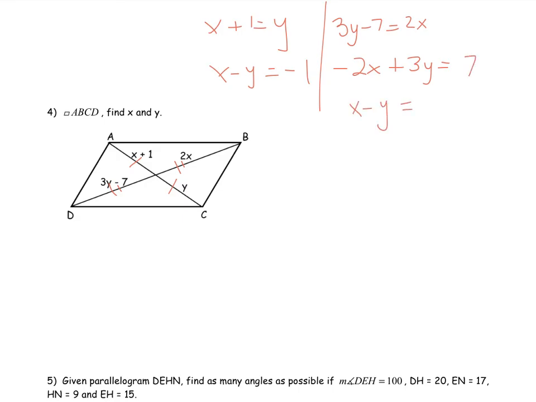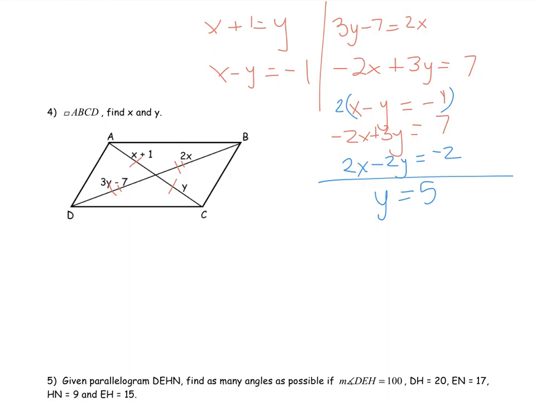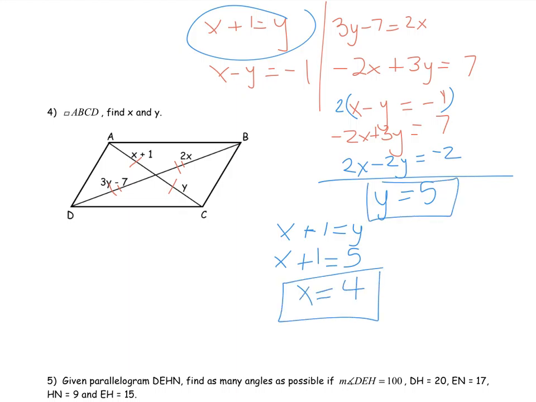So I'm going to just put them one on top of the other. And I'm going to take my top equation and multiply it by 2. So that would give me 2x minus 2y equals negative 2. I'm going to add them together and get y equals 5. I'm going to go back to this equation. x plus 1 equals y, and we know that y equals 5, and x equals 4. Okay, next problem.